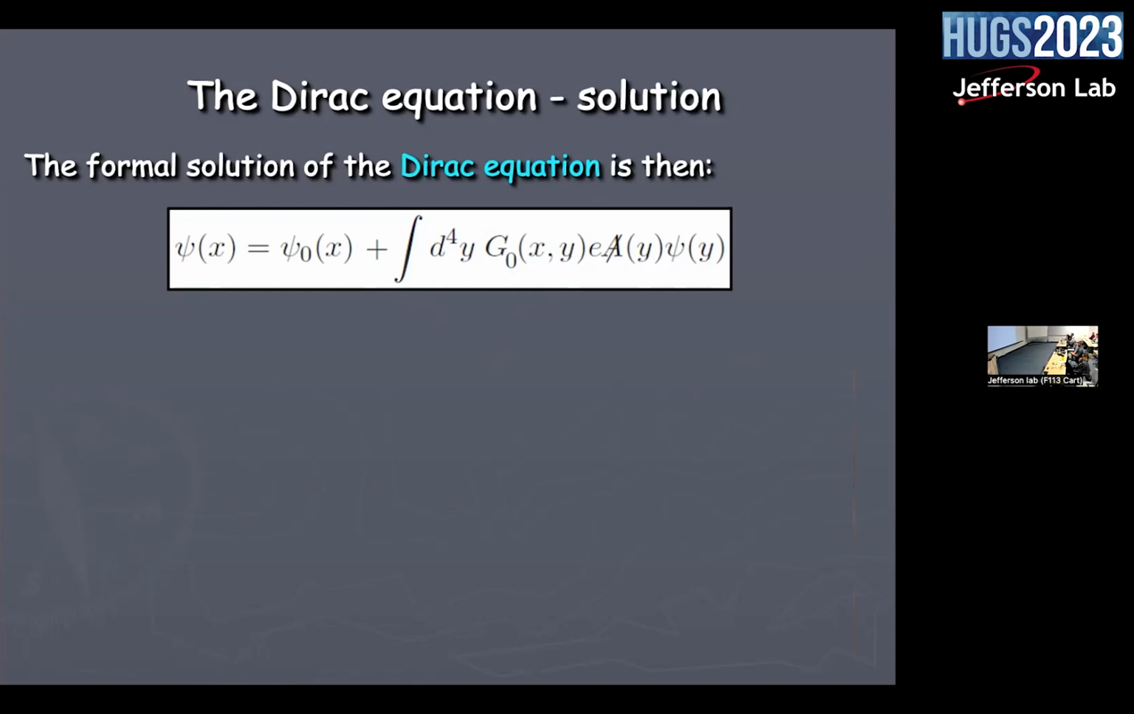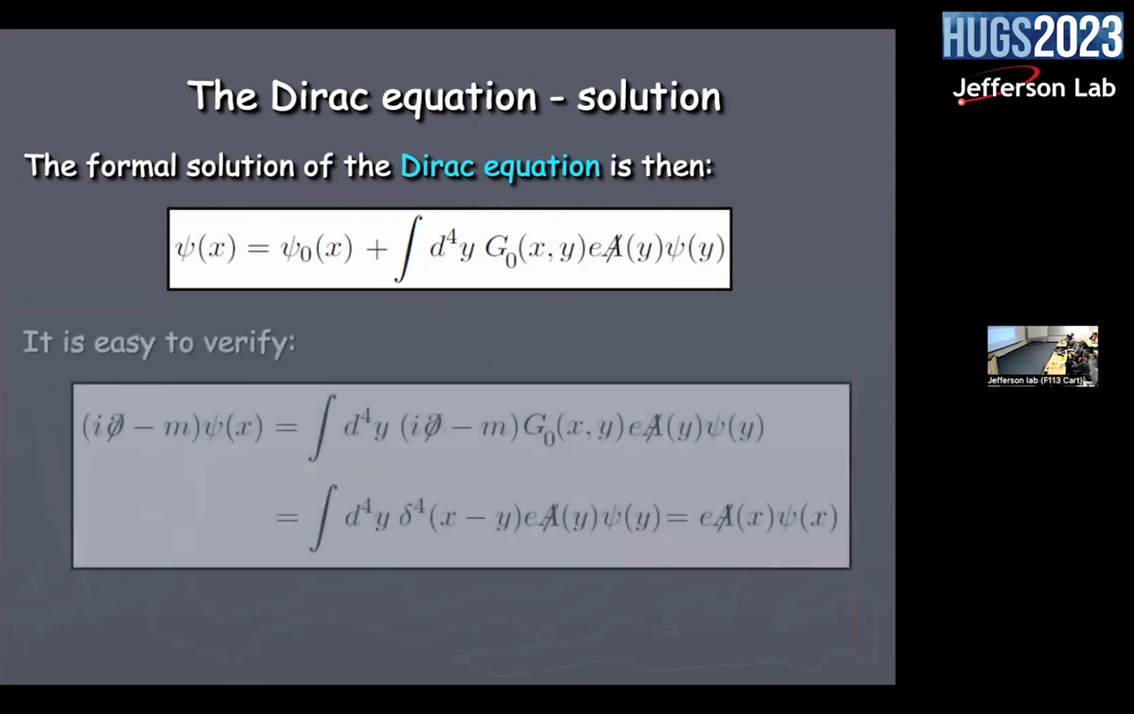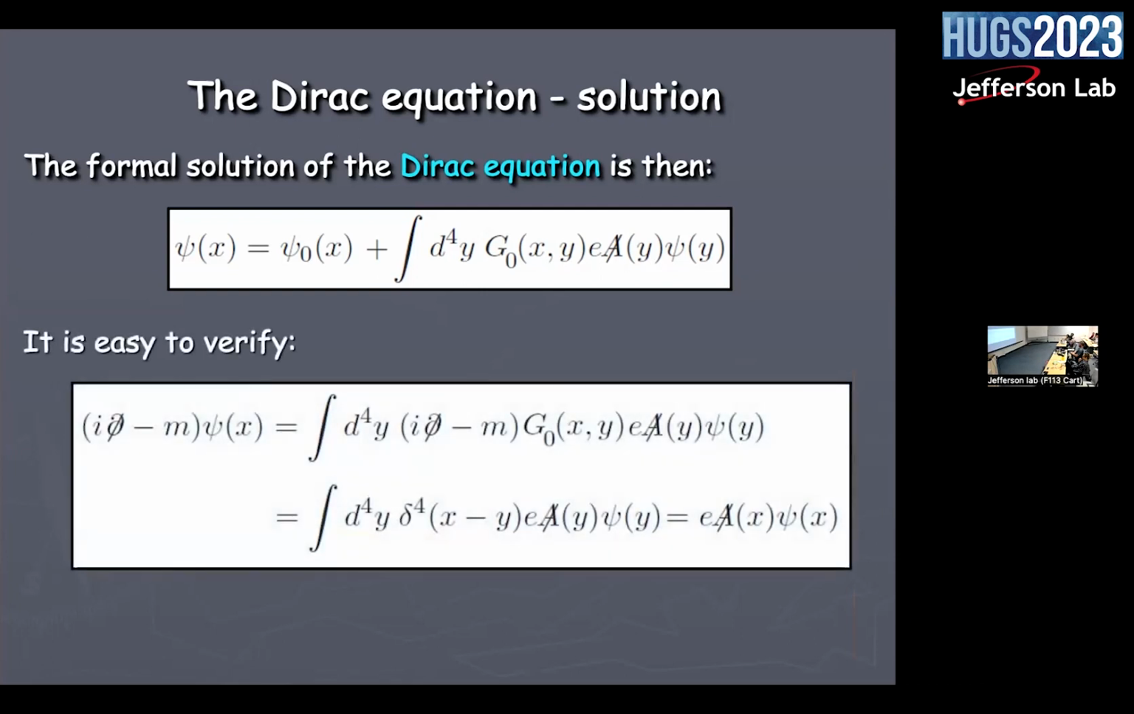What do you mean this is a formal solution of the Dirac equation? You see, this is the solution when the Dirac particle is a free particle, and this is the new solution psi when the interaction is present. Okay, well, it is more or less easy to verify.